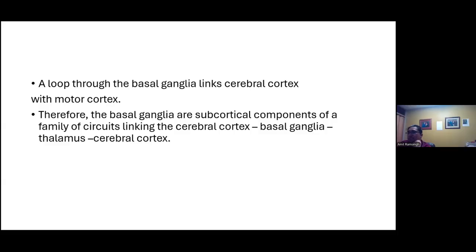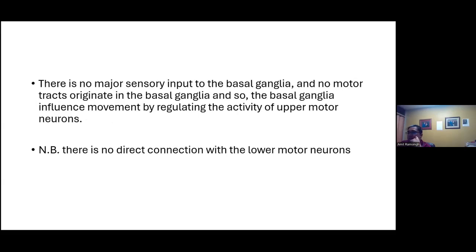What it is, it's basically a loop through the basal ganglia, right? It links the cerebral cortex with the motor cortex. So in terms of the circuits, it's cerebral cortex to basal ganglia to thalamus and back to cerebral cortex, which will then close the circuit. And we'll look at that in a little more detail here.